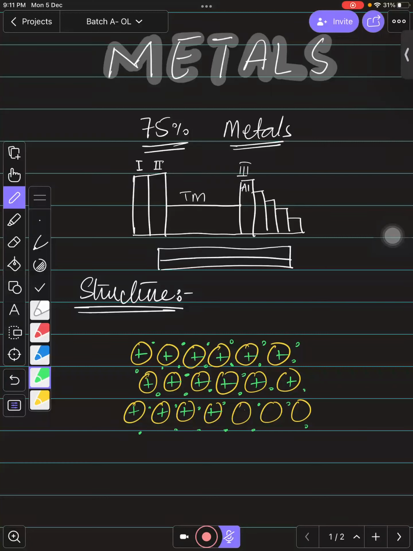Right now, they are not completely transferred from them. They just lose their electrons inside the structure, right? So the electrons are delocalized inside the structure. Atoms lose their electrons inside the structure. So all the electrons are inside the structure.